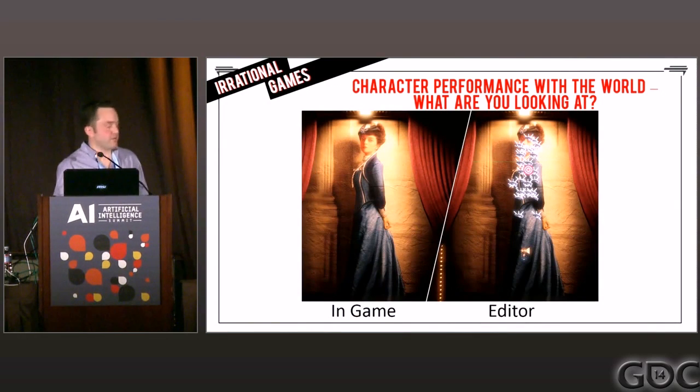So here's an example of hand-placed markers. On the left, you can see a painting of Lady Comstock as it appeared in the game, and on the right, as it appeared in the editor. Obviously, this painting was really important, and we wanted Elizabeth to pay attention to it when she was near it. We were basically telling her, I don't care what else is going on right now, stare at this painting.